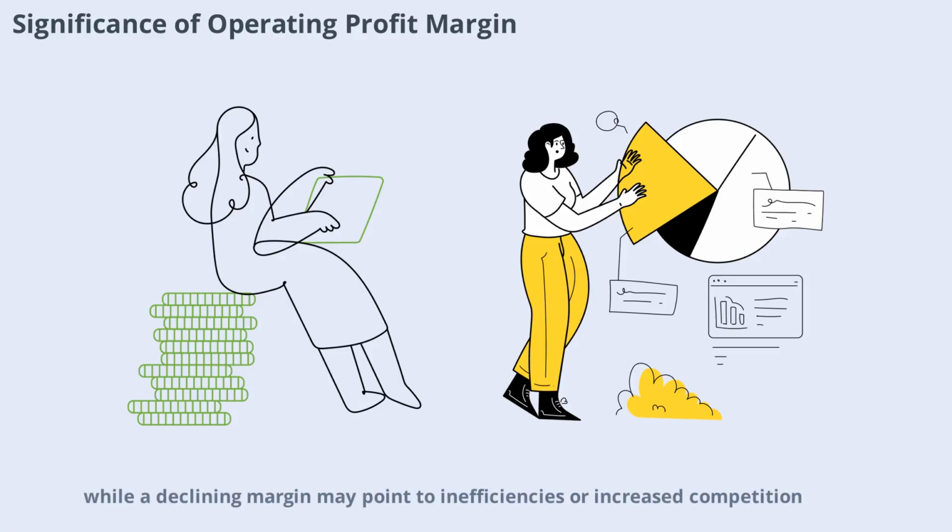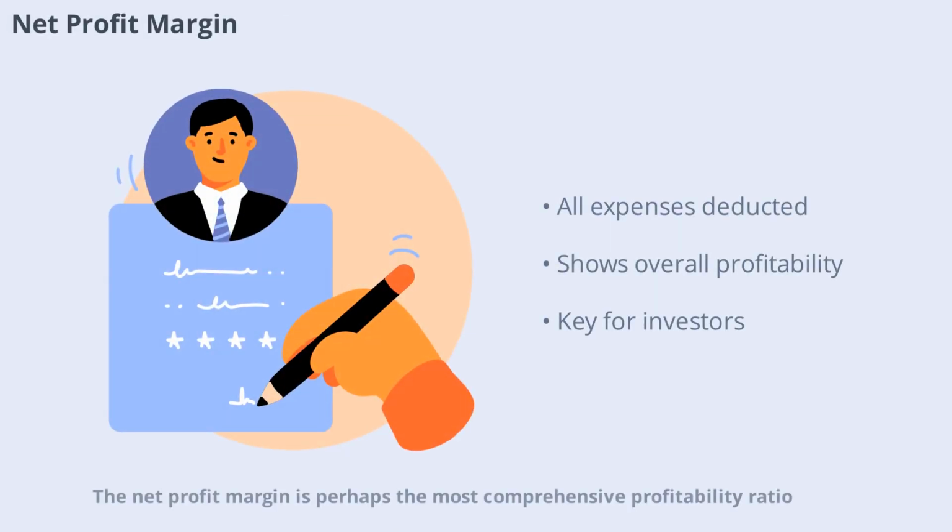Net profit margin is perhaps the most comprehensive profitability ratio. It measures the percentage of revenue that remains as profit after all expenses, including operating costs, interest, and taxes, have been deducted. This ratio gives a complete picture of a company's profitability and is often used by investors to assess overall financial health. A higher net profit margin indicates better cost management and stronger profitability.